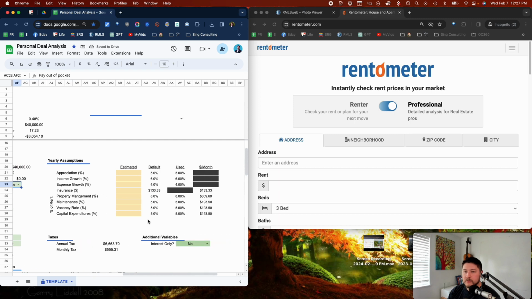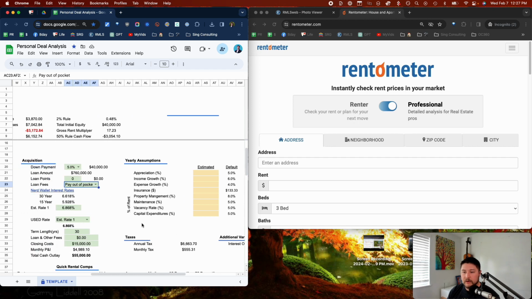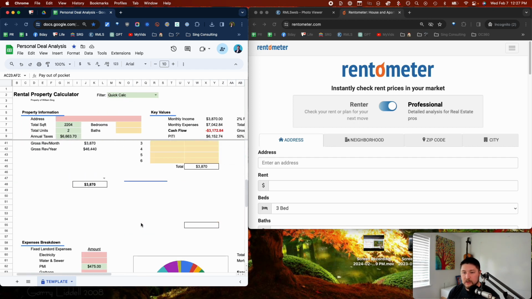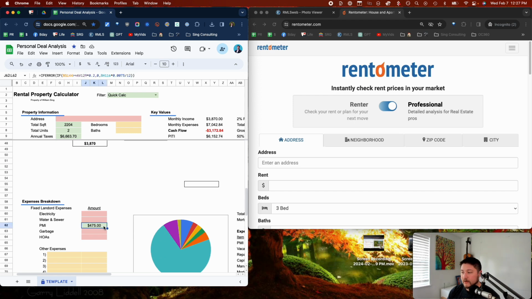And then when it comes to the appreciation, these are yearly assumptions, which we will definitely get to a little bit later on. You can see that I have defaults here, and things you can change as needed would be property management, maintenance, vacancy, and capital expenditures. We'll dive into that a little when we're looking at the pictures of the house. And then PMI is something to consider.